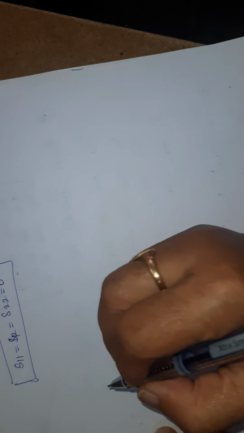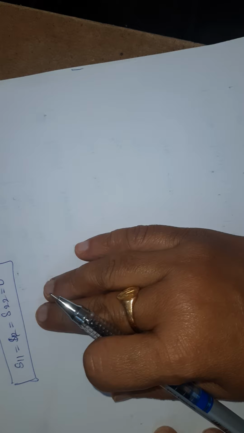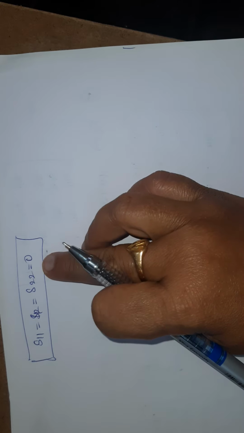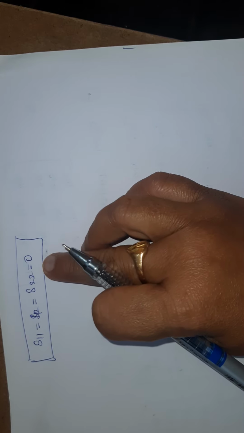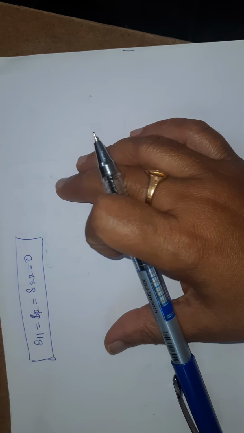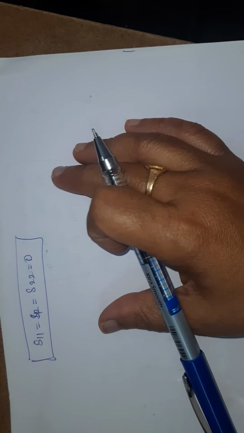So here port 1 and port 2 are perfectly matched to the junction. That's why S11 is equal to S22 equal to 0. Hence in any 4 port junction, if any 2 ports are perfectly matched to the junction, then the remaining 2 ports are automatically matched to the junction.